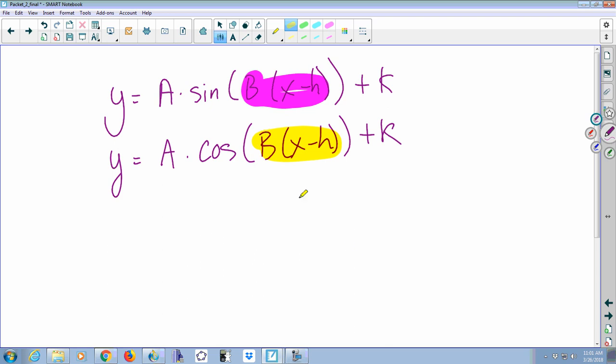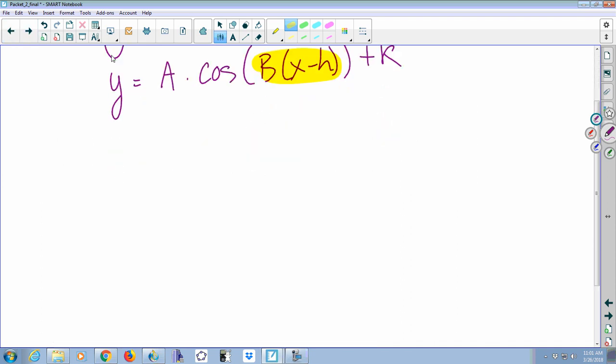So remember in 107, we always did our shape changes first and our shifts second. B is changing the shape because that changes the period. That talks about your horizontal stretching or compression. A changes the shape by either flipping it over the x-axis if A is negative, or being like a regular parent function if A is positive. So before you start graphing any equation, you have to factor your input. This is called the argument. You have to factor your argument.